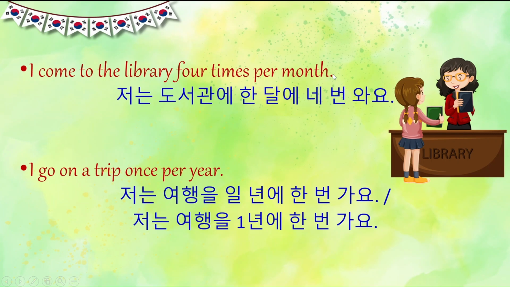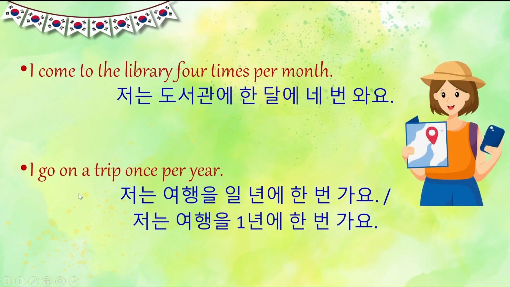4 times per month. So month is 달. 1 month 한 달. Per month 한 달에. 4 times 네 번. Very simple. 4 times per month 한 달에 4번. First comes the time period, then comes the particle 에, then comes the number, and then comes the counter.